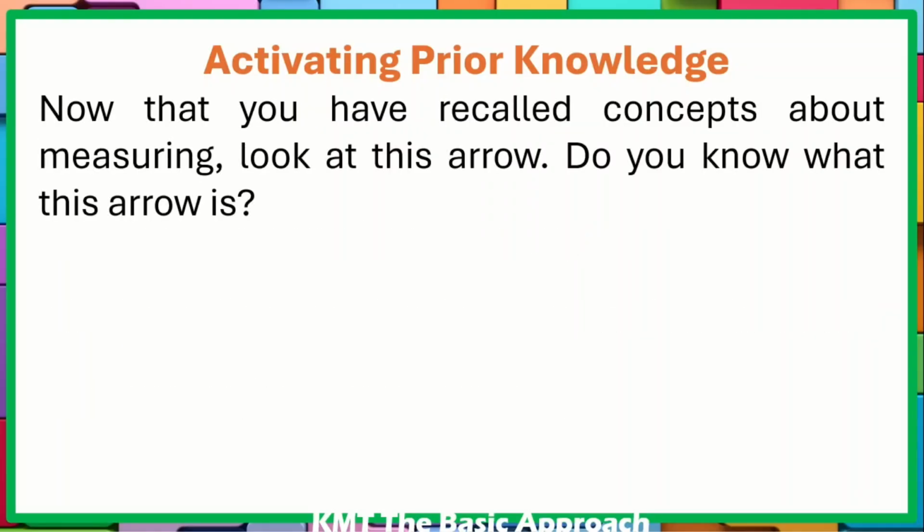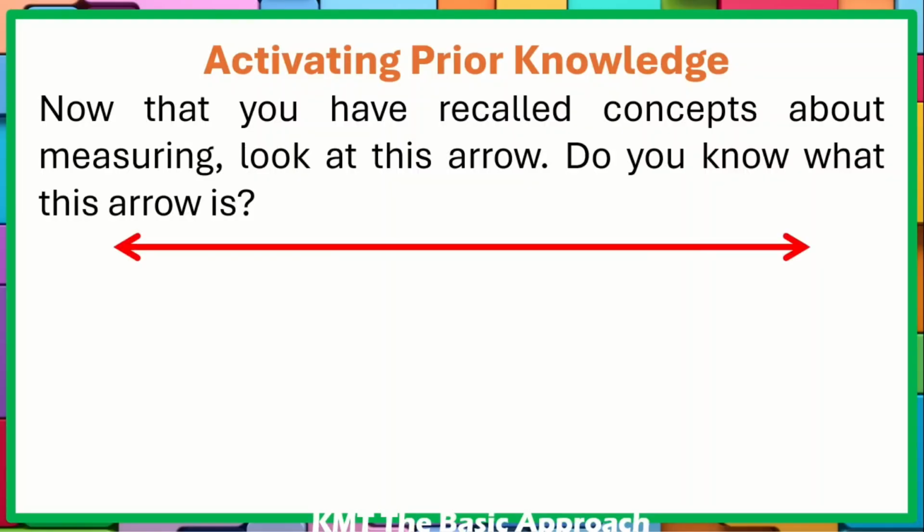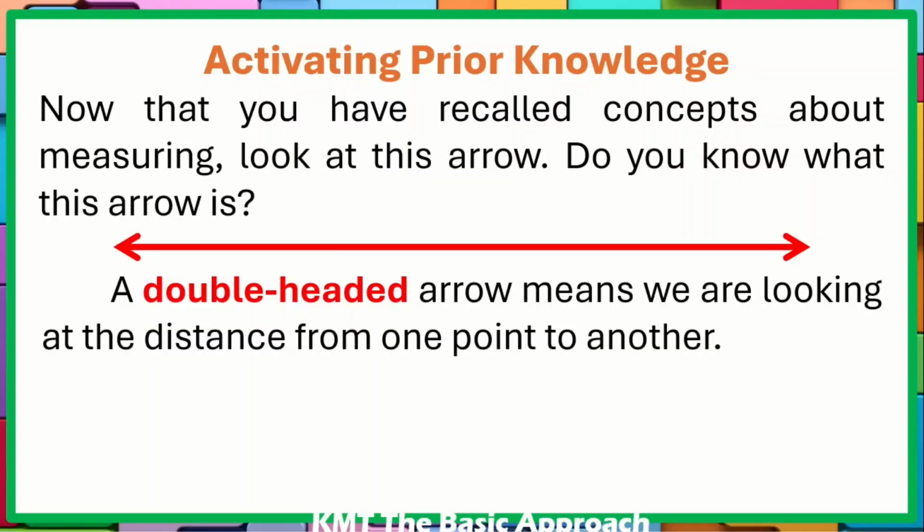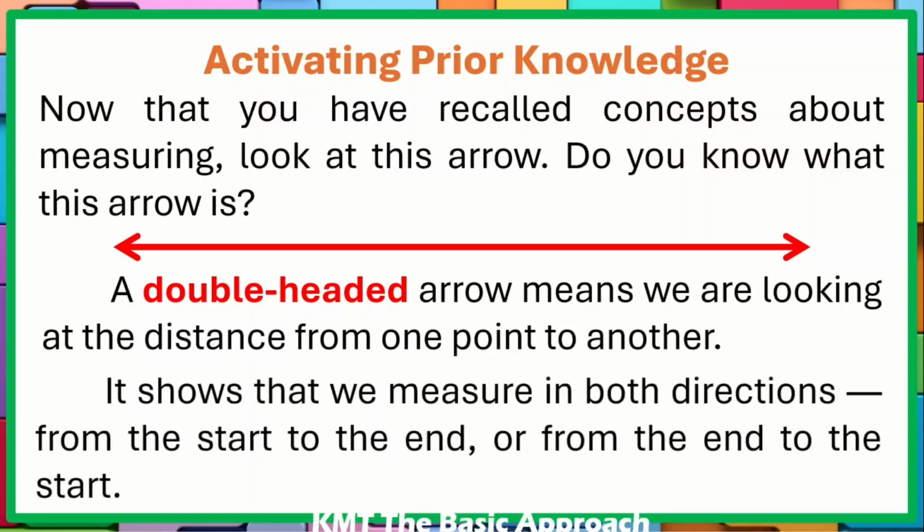Now that you have recalled concept about measuring, look at this arrow. Do you know what this arrow is? A double-headed arrow means we are looking at the distance from one point to another. It shows that we measure in both directions, from the start to the end, or from the end to the start.